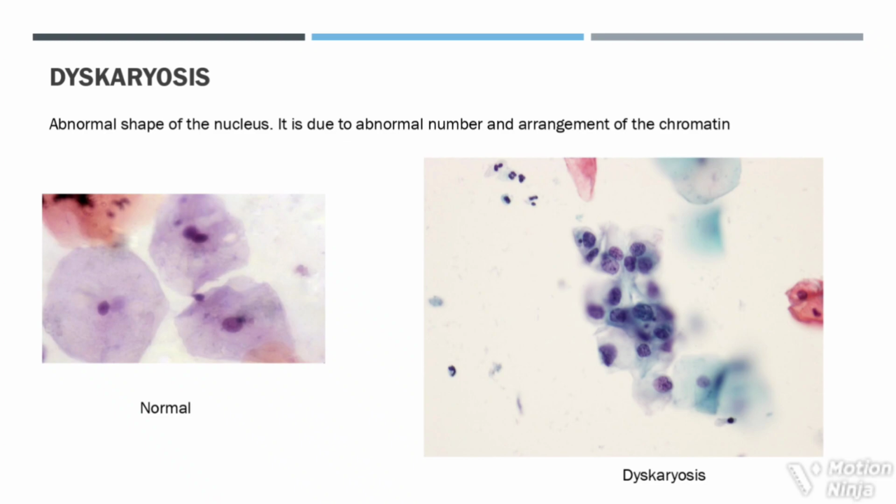Dyskaryosis is the seventh feature of dysplasia. It is the abnormal shape of the nucleus. It can be seen due to abnormal number and arrangement of chromatins inside the nucleus, which is one of the important features of dysplasia.